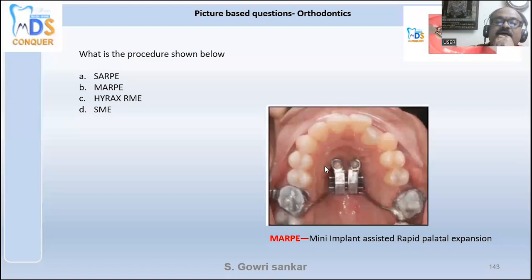It can be again purely tissue-borne or bone-borne. Now what is seen here is hybrid. It is bone-borne by micro implants and it is supported on the tooth also. It is bone and tooth supported and bone-borne. For some cases, it will be only bone-borne.